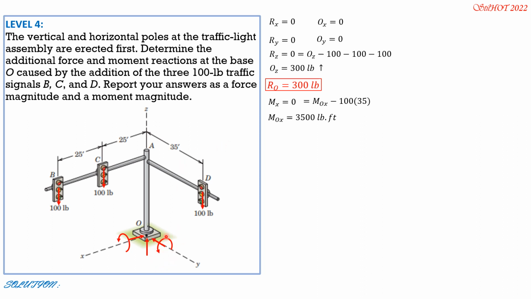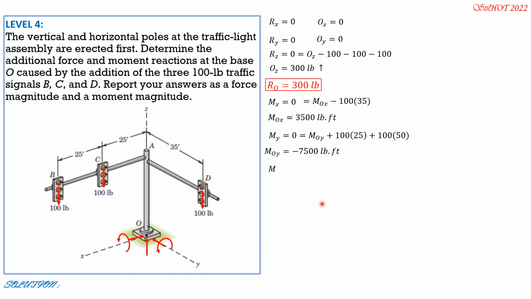Then summation of moments about Y, this is the positive sense of moment if your right thumb is here. So My equals 0, equals MOy plus 100 times 25 plus 100 times 50. The moment of this 100 pounds at T is 0, since it passes through the y-axis. So MOy is negative 7,500 pound-feet.